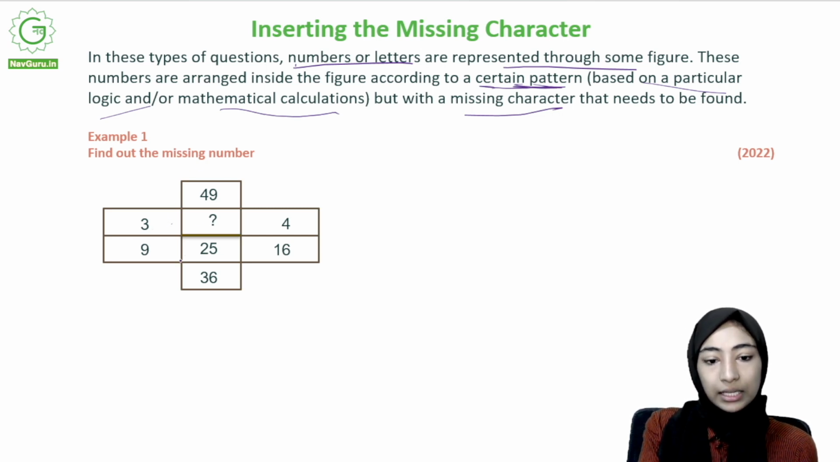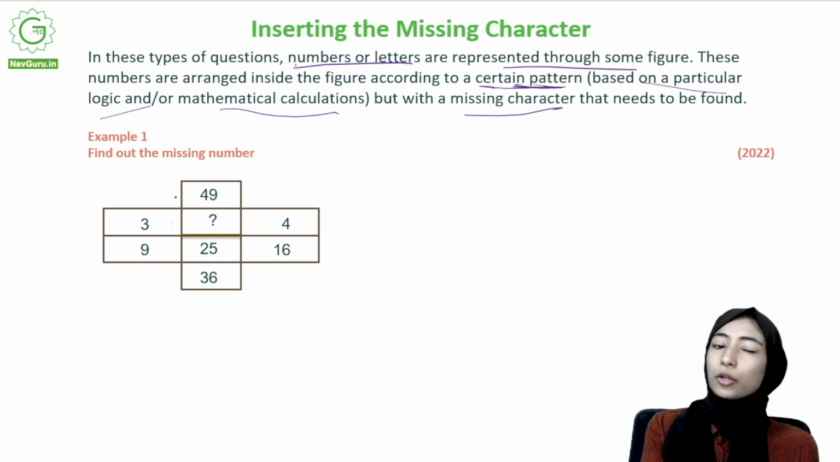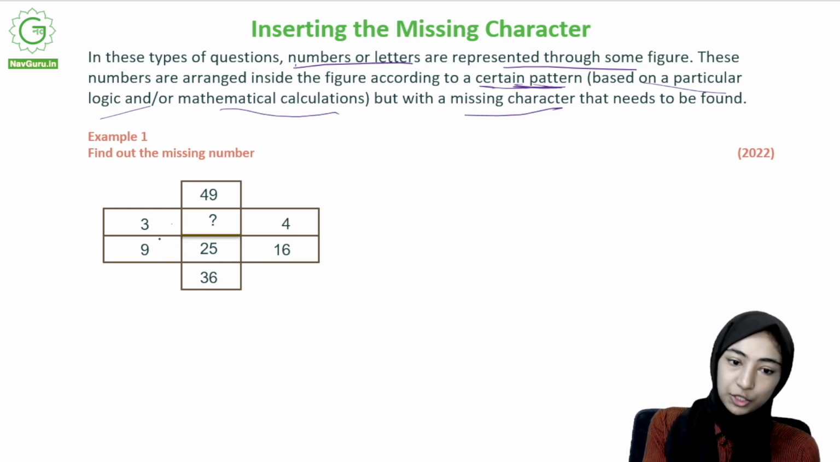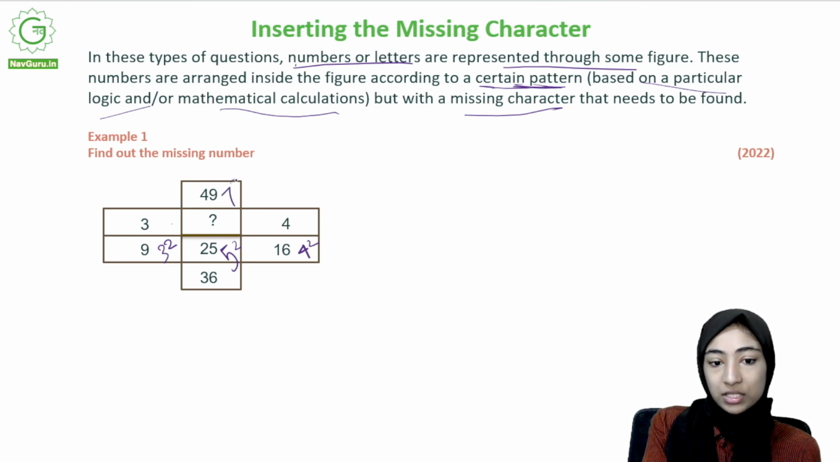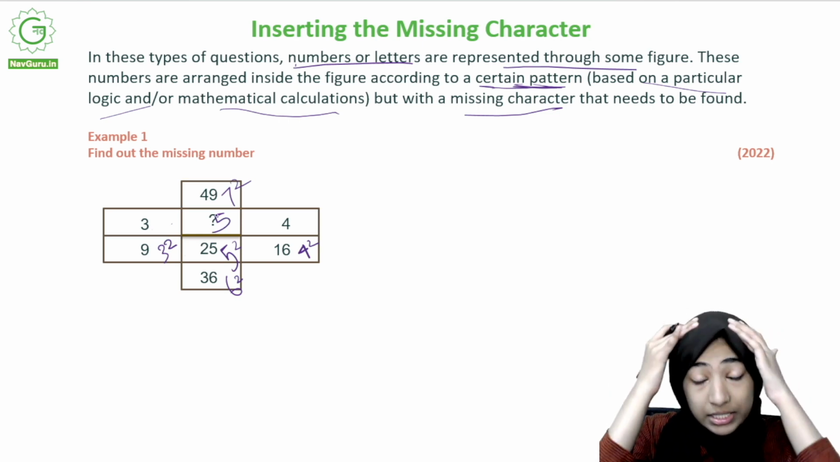You have 3, 9, 4, 16, something, 25, 49, 36. So when you look at 3 and 9, what's the first thing that you think of? 9 is the square of 3, right? So 3 square. What about 4, 16? 4 square is 16. Okay, so see, we have reached somewhere. So 25 can be written as 5 square, 49 is 7 square and 36 is 6 square. So based on this, you know that this has to be 5. This was a fairly easy question.